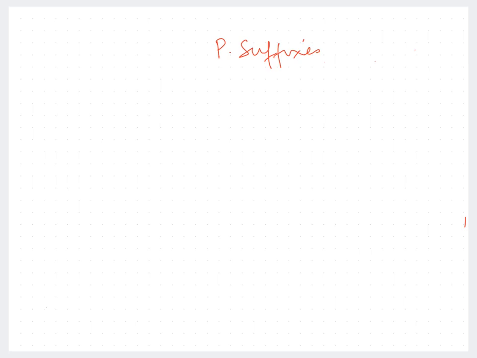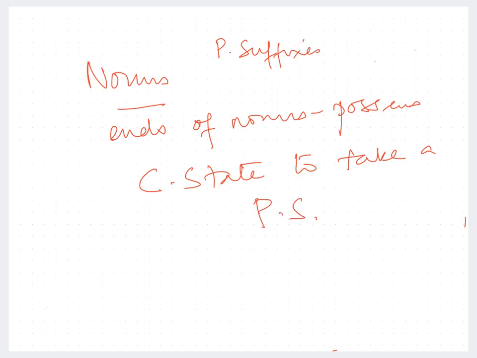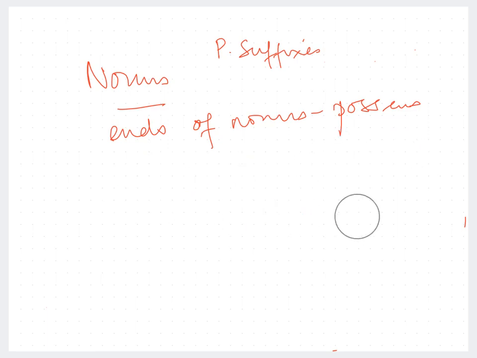Now, I want to get into pronominal suffixes on nouns. Pronominal suffixes are affixed to the ends of a noun to show possession. To show possession. Please remember that. Now, only nouns in construct state take a pronominal suffix. So it has to be in construct state to take a pronominal suffix. All right, please, an absolute noun cannot take a pronominal suffix. It can only be a construct state to take a pronominal suffix.